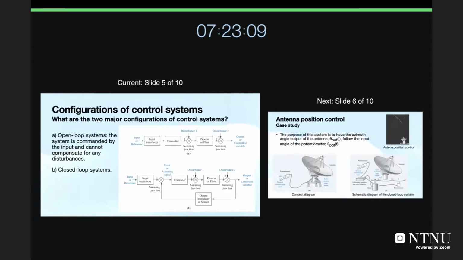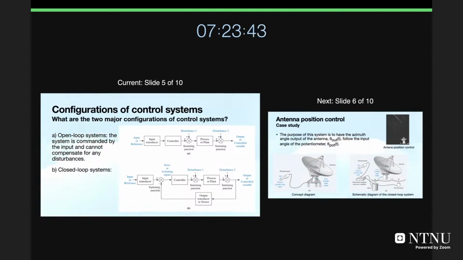What will the control system look like? There are two major configurations of control system: open loop and closed loop. In the open loop, the system is commanded by the input and it cannot compensate for any disturbance because it's open. So you have your car, you just press a button to reach a speed, for example. But if you are going uphill, the speed will go down. You will not be able to adjust to the desired speed because you don't have a feedback closed loop system. In this case, maybe the person who is driving needs to look at the dashboard and try to increase the speed.